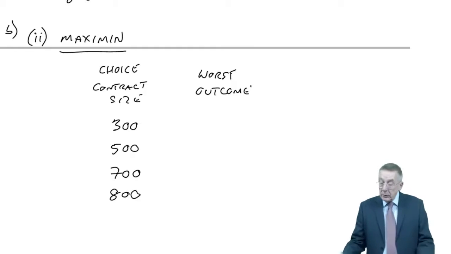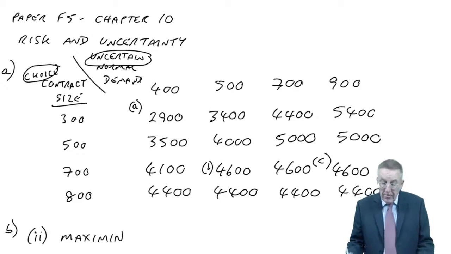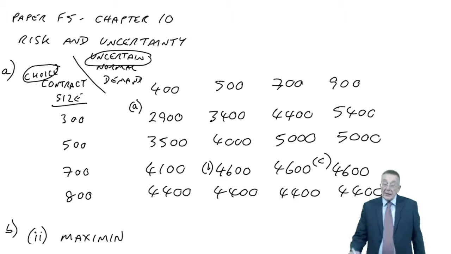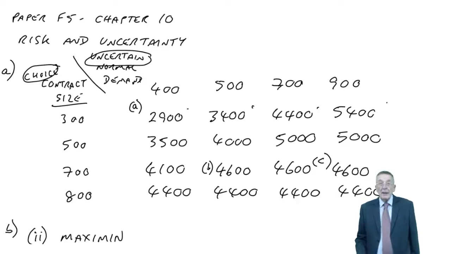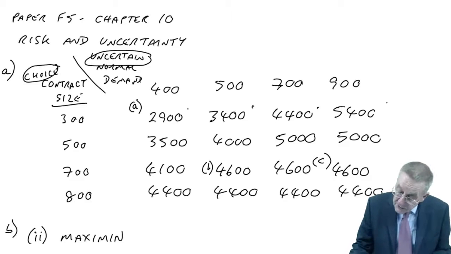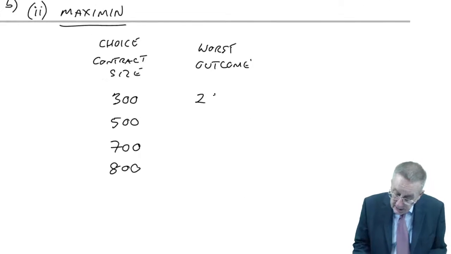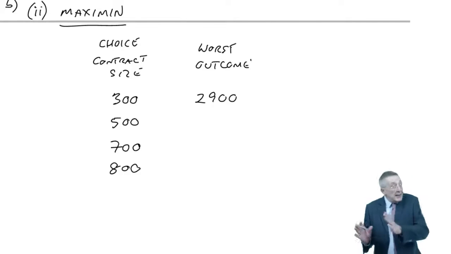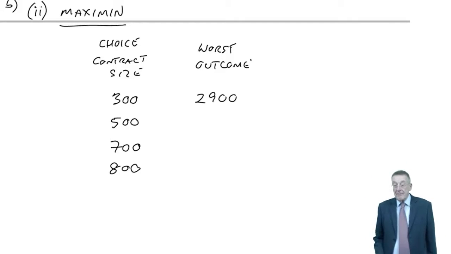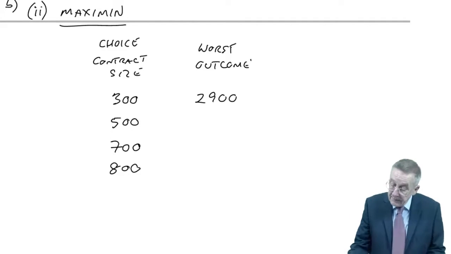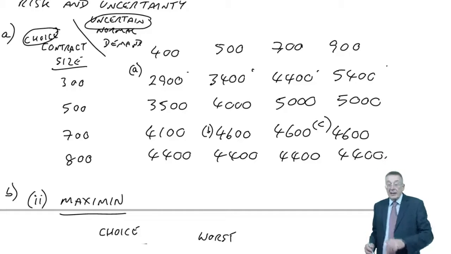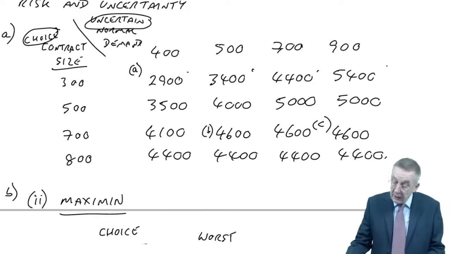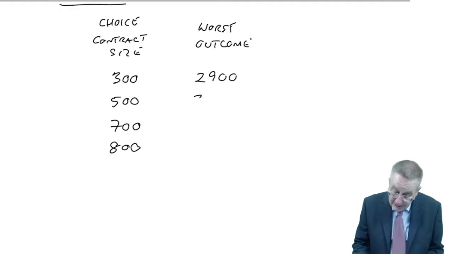If you look back at the profit table, for 300 units, depending on normal demand, we'll either get 2,900 or 34 or 44 or 54. What's the worst that can possibly happen? Well, the worst is the least profit. It's 2,900. So the worst outcome, if we chose that one, is that we get 2,900. We might get more, but we can't possibly get less. On the other hand, what if we contracted for 500? It's either 3.5, 4, or 5. Well, again, the lowest profit is 3,500.